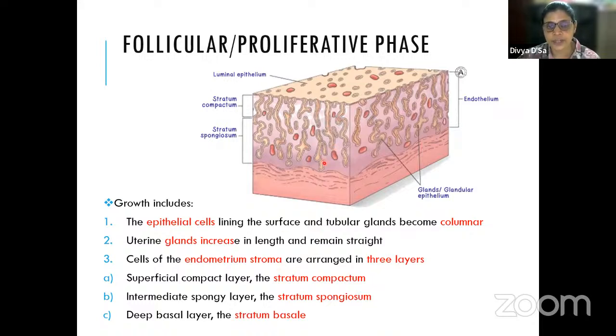And the stromal cells of the endometrial stroma are arranged in 3 layers. We call them stratum compactum, the superficial layer, stratum spongiosum, and the lower layer, the stratum basale. Mainly the menstrual changes will be happening in the stratum compactum and stratum spongiosum. So these are the changes which occur in the follicular or proliferative phase.